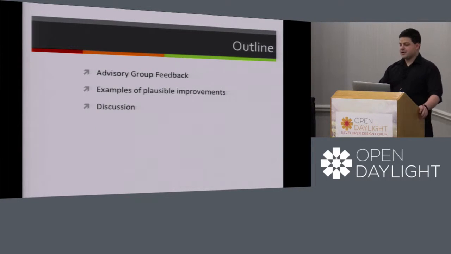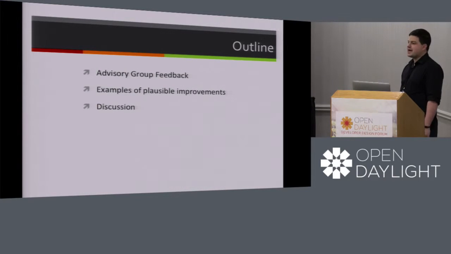So as an outline, we're going to go over a little bit of advisory group feedback. Actually, most of this is driven by advisory group feedback. Then we're going to go through examples of plausible improvements and discussion at the end. And again, I want this to be as interactive as possible. I know this is kind of a formal presentation right now, but please pipe in if you have anything that you want to add. I'd really enjoy hearing it. I think it's only going to lead to good things.